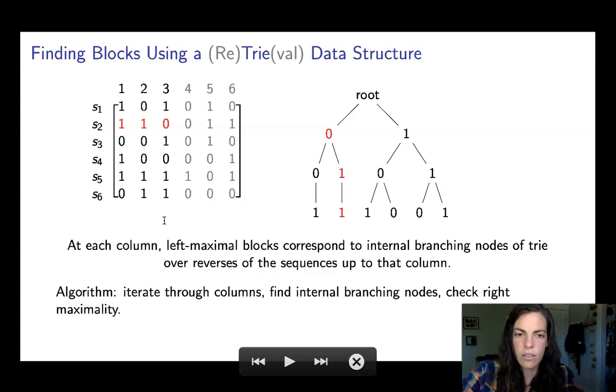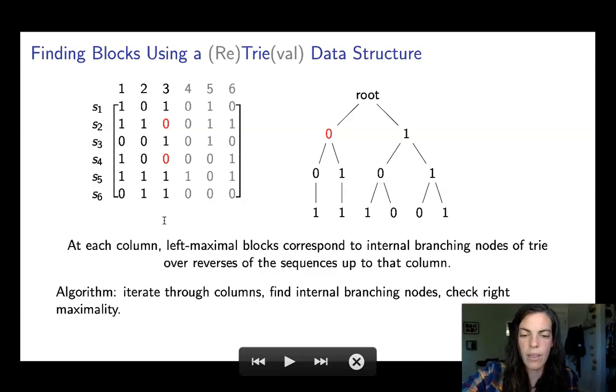Now, let's take a look at how we can use the trie to check for left maximality. If we keep thinking about following these sequences backwards, a branching node means that there were at least 2 sequences that were following the same path, but then diverged.